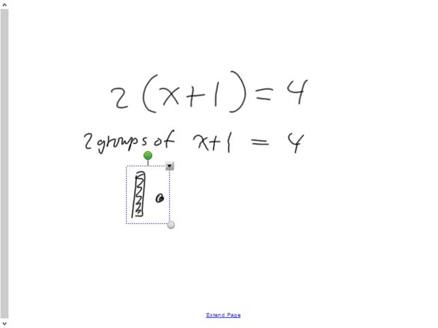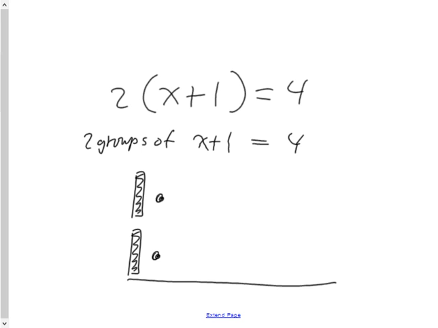And then I would clone it to have two groups of x plus 1, and then I would say that is equal to 4. Okay? So two groups of x plus 1 is equal to 4. So how can I get that without having to draw the picture?